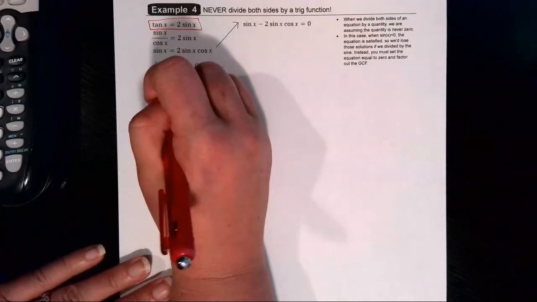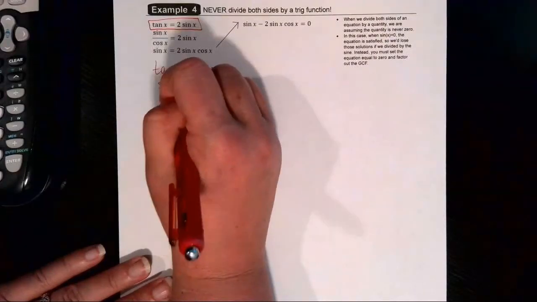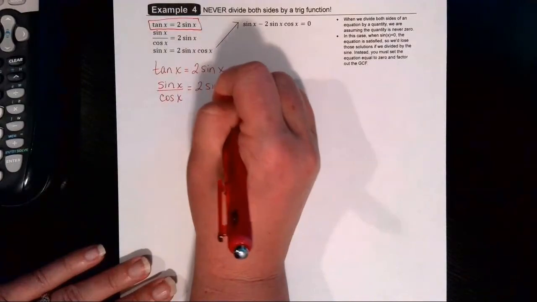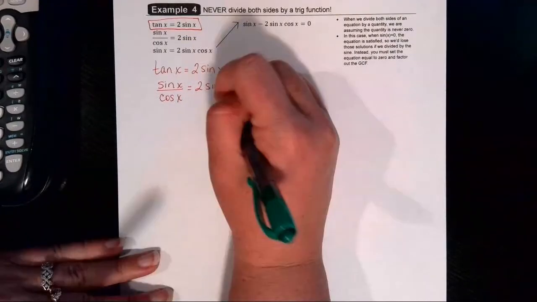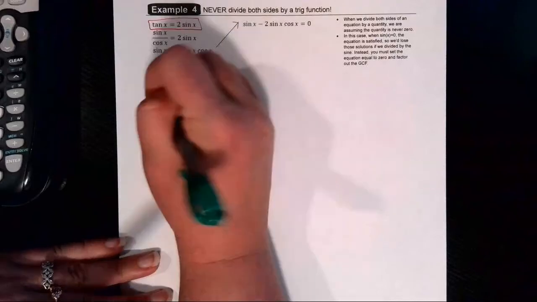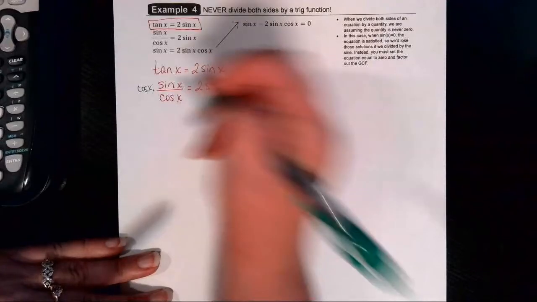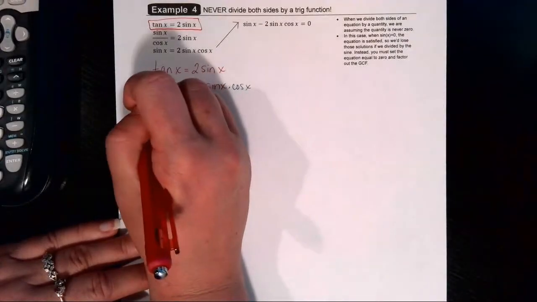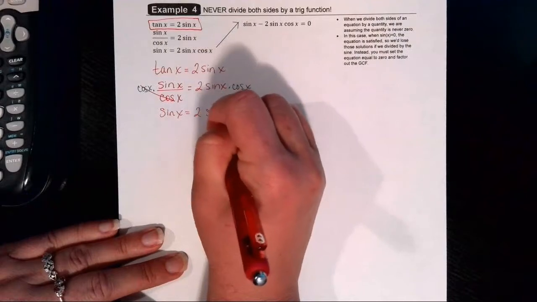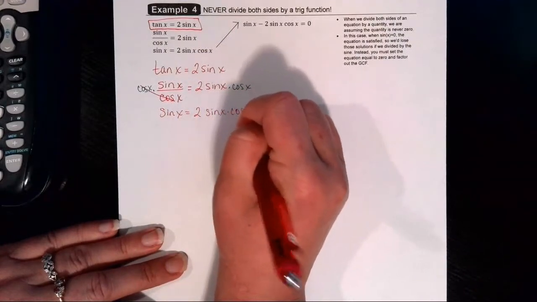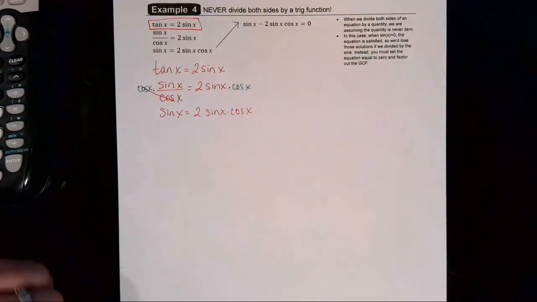So we would rewrite tangent as the sine of x divided by the cosine of x. And then in the next step, they multiplied both sides by cosine of x, and that would be the same thing that we would do here. So multiplying both sides by cosine of x, they cancel here, and sine of x is equal to 2 sine of x cosine of x. Okay, so far so good.